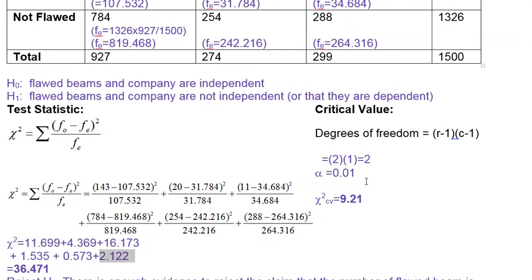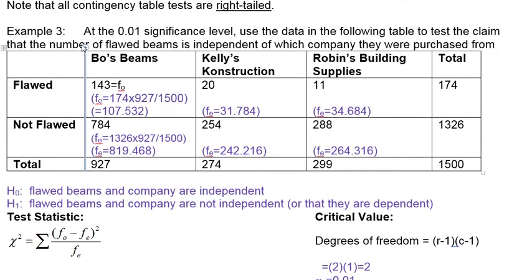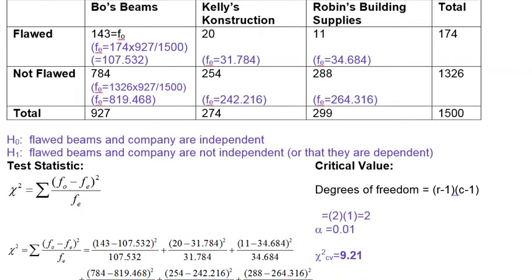On the critical value side, we have our degrees of freedom is rows minus 1 times columns minus 1. Well, we have 2 rows and 3 columns. So 2 minus 1 gives us 1. I said that backwards. And 3 minus 1 gives us 2. So it doesn't matter which order we do these in, as long as we have rows times columns, each minus 1. And our alpha on this one was 0.01.